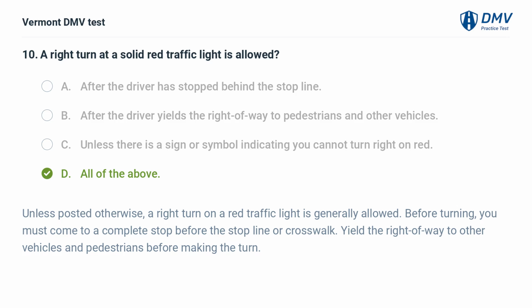D. All of the above. Unless posted otherwise, a right turn on a red traffic light is generally allowed. Before turning, you must come to a complete stop before the stop line or crosswalk. Yield the right-of-way to other vehicles and pedestrians before making the turn.